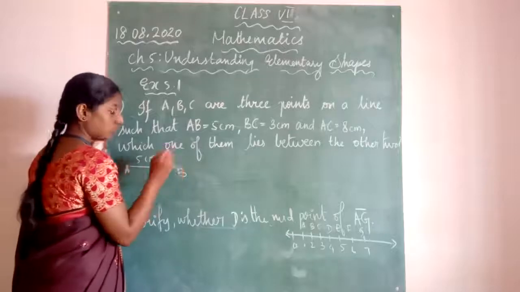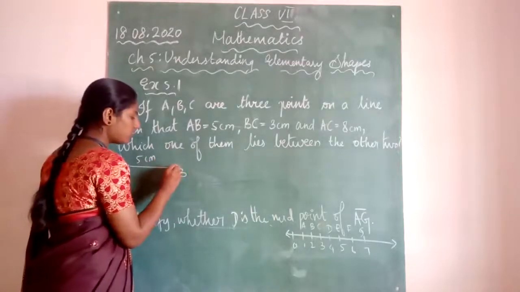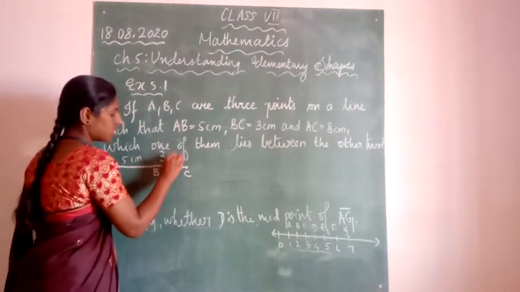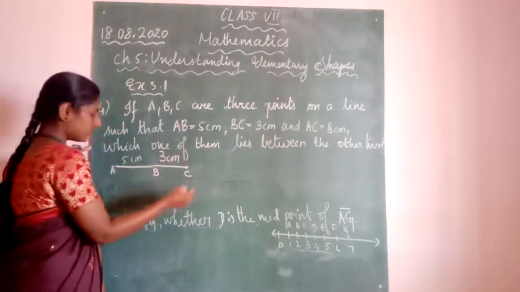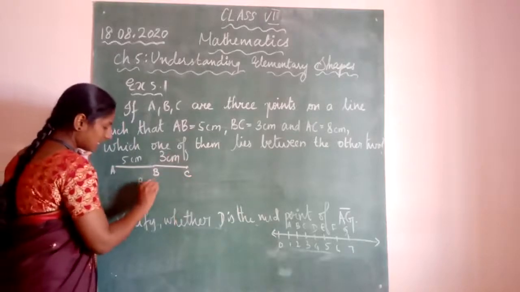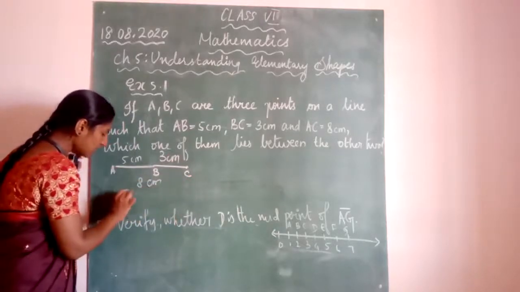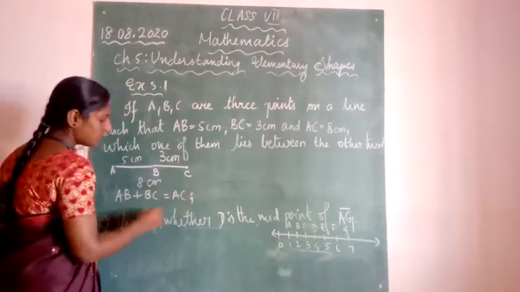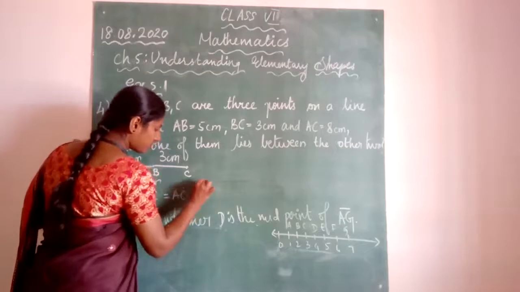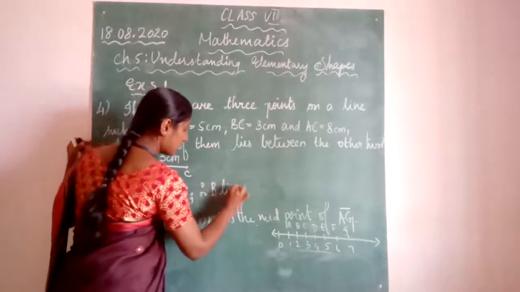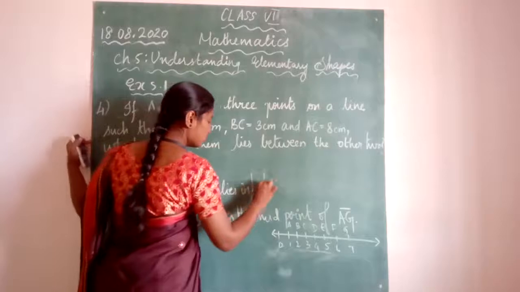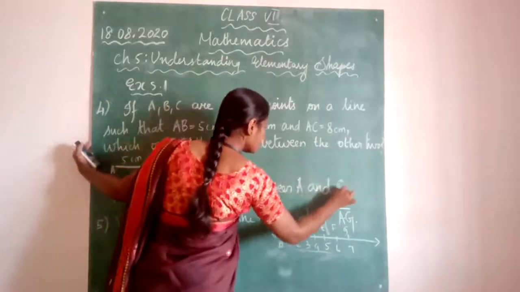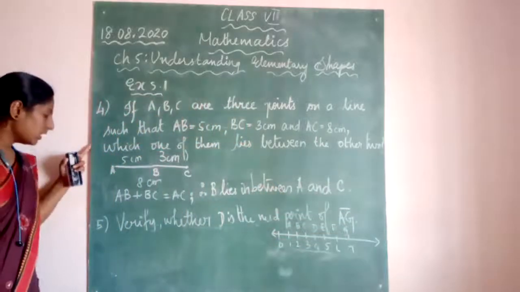Next use your scale and draw. Okay. Next from B draw BC. Okay. This is 3 cm. Keep 0 here and draw 3 cm. Then actually AC is 8 cm. So we have AB plus BC is equal to AC. So from this we can say that therefore B lies in between A and C. Is it clear? Okay, coming to next question.